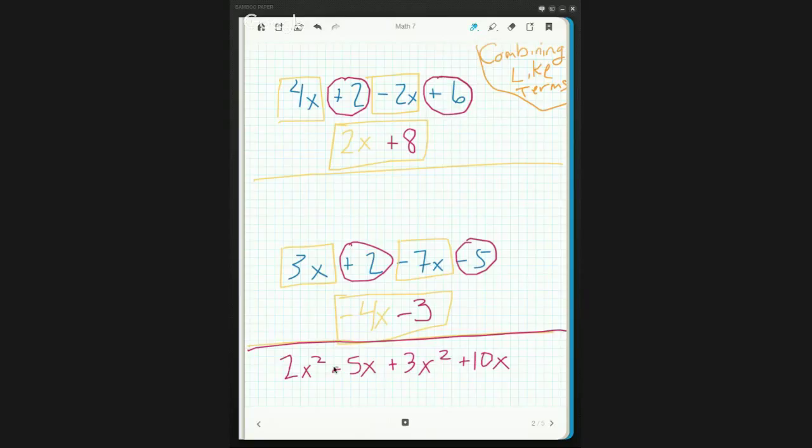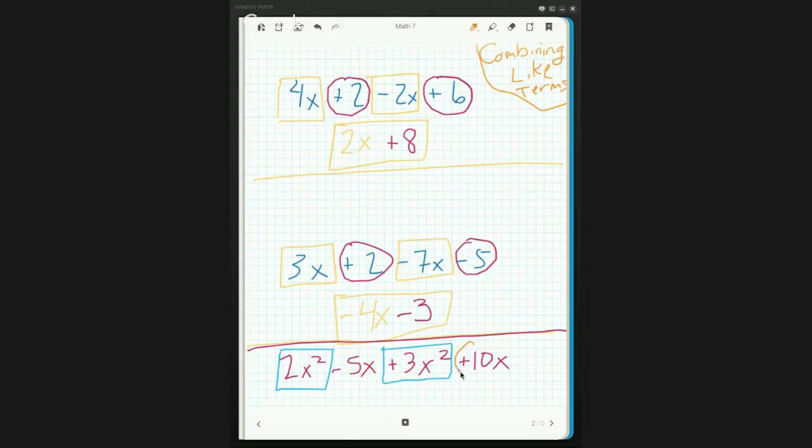So let's see. X squareds are like x squareds. X squareds are not like x's when I combine them. So I can only take 2x squareds and 3x squareds as like terms. Negative 5x and positive 3x squared are not like 5x and 10x because they have an x squared term. So I can only combine my x squared terms.